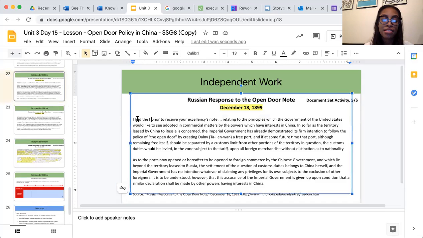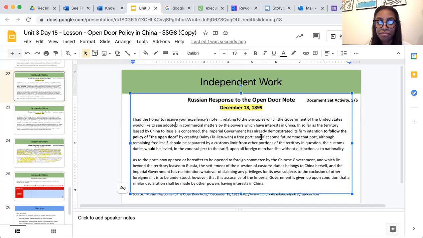So in this case, it says, "I had the honor to receive Your Excellency's note relating to the principles which the government of the United States would like to see adopted in commercial matters by the powers which have interests in China. Insofar as the territory leased by China to Russia is concerned, the imperial government has already demonstrated its firm intention to follow the policy of the open door." So far, we see a Russian response. They definitely want to follow it, right?